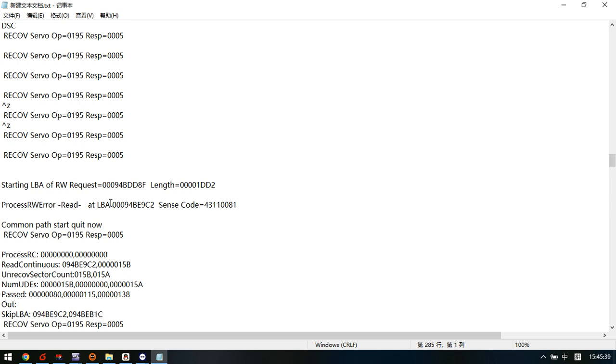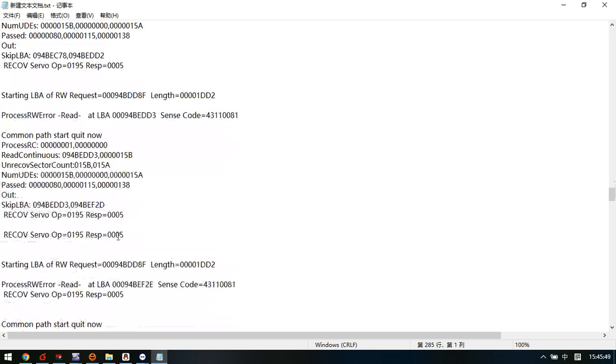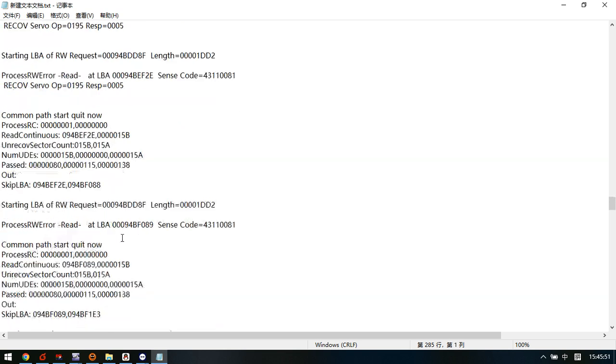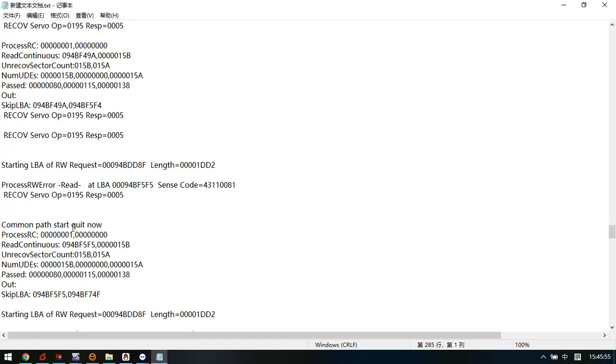But we still get some errors, such as the starting LBA read write request error. Let's continue. We can see there are more errors. So that means this kind of error is not isolated, and they are coming together with some other errors.